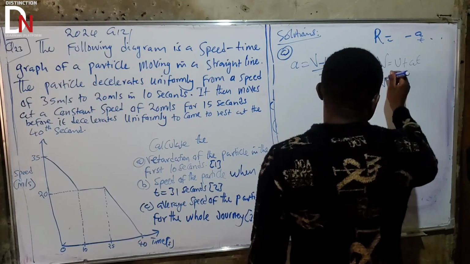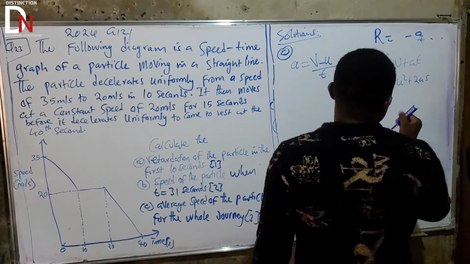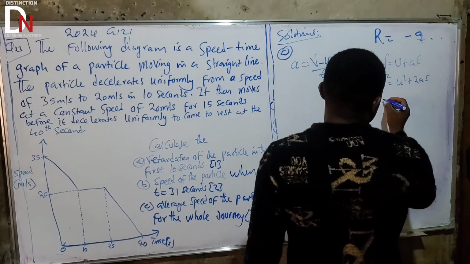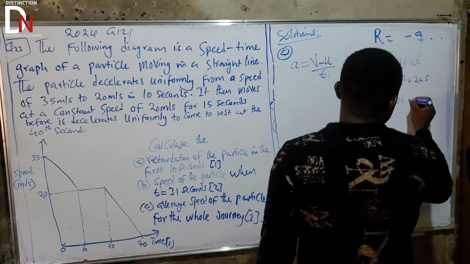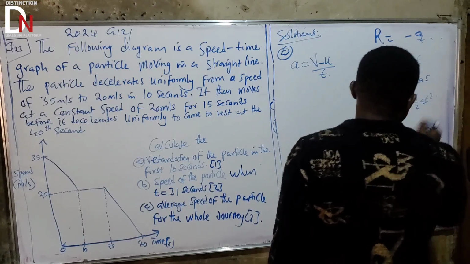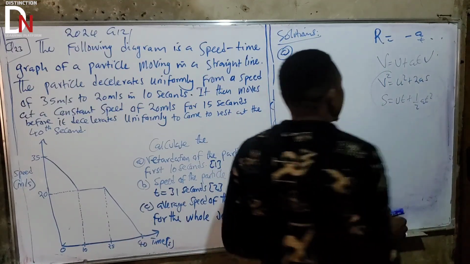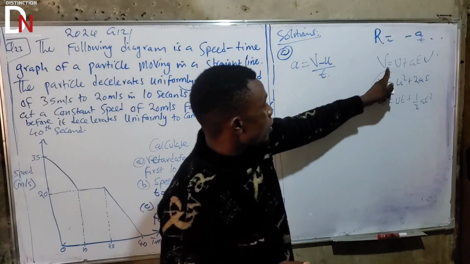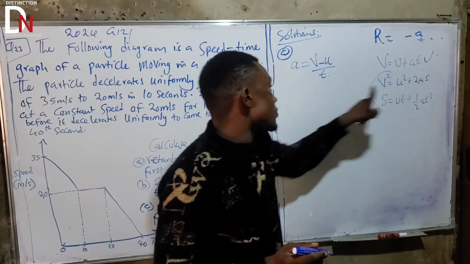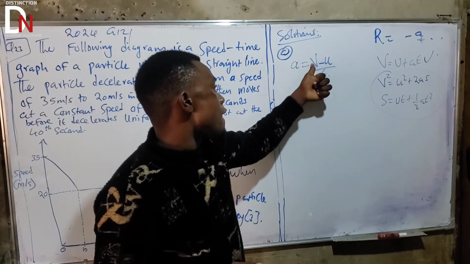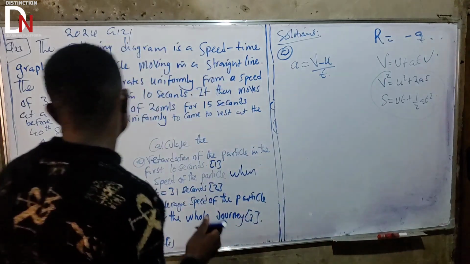We have final velocity squared is equal to initial velocity squared plus 2as. We also have s equals ut plus half at squared. Anyway, you learn about this in physics, but my interest is this one. From the three equations, I've picked this one and simply made a the subject of the formula. That's why I have acceleration is equal to final velocity minus initial velocity divided by the time taken. Good.